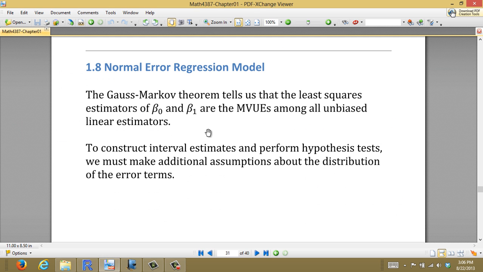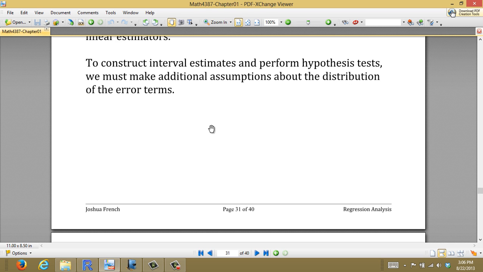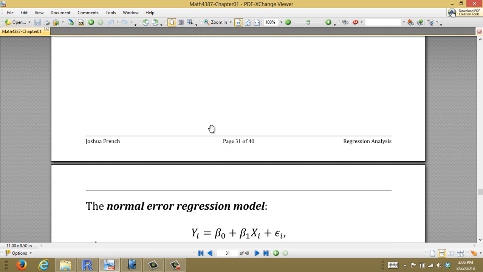So we've talked about these different estimators, and the Gauss-Markov theorem tells us that the least squares estimators of beta naught and beta 1 are the minimum variance unbiased estimators among all unbiased linear estimators. But in order to construct interval estimates and perform hypothesis tests, in other words, to construct confidence intervals and do hypothesis tests for these parameters, we're going to have to make some additional assumptions about the distribution of the error terms specifically.